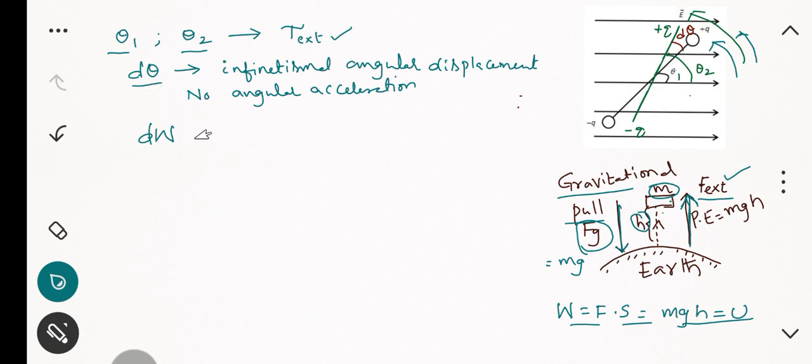Then the work done, in linear motion, is equal to F dot S. The work done dW is equal to F times ds, when there exists a displacement ds, a small element of displacement, then the work done is also small. Similarly, this is in the case of rectilinear motion.